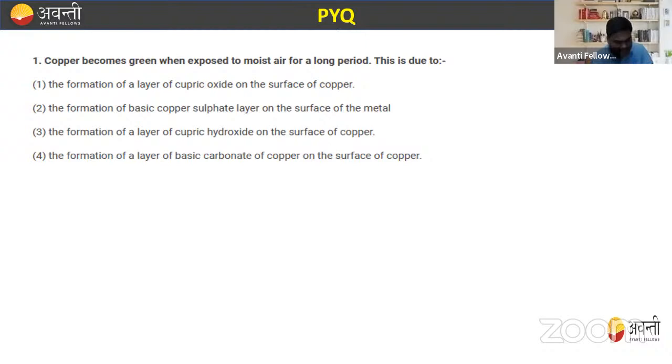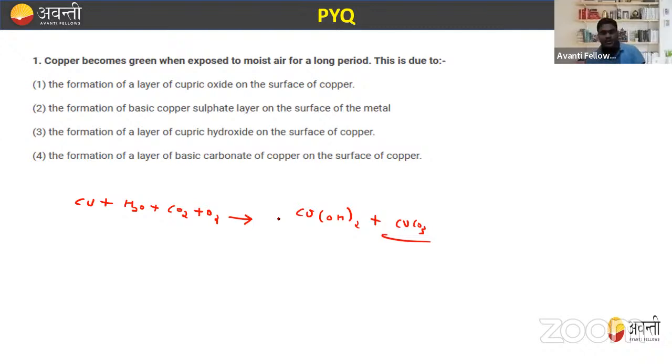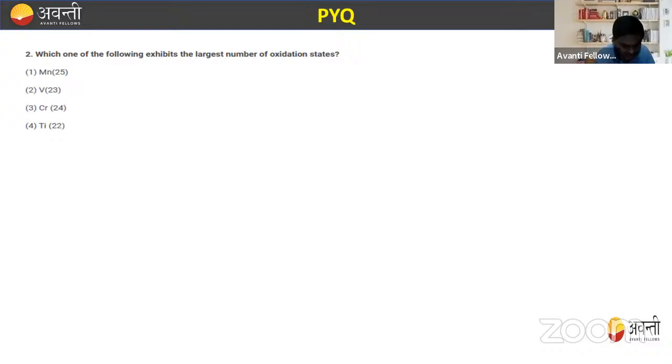So this is very much clear. Whenever copper is exposed to moist air, moist air means nothing but H2O, CO2 plus O2, so this is nothing but the moisture. When the copper is exposed to the moisture, it will be converted into copper hydroxide and copper carbonate. So the formation is a layer of basic carbonate of copper on the surface of the copper. Now, second question.